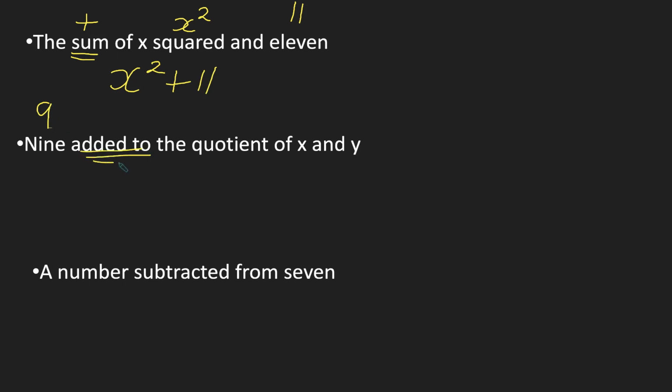Now in this problem, notice they start with 9. Then they have added 2, so there's your plus sign. Then they have quotient, and we know quotient, we use the fraction bar. And then we have x and y. X over y. So we're finished. 9 added to the quotient of x and y. So your answer is 9 plus x over y.